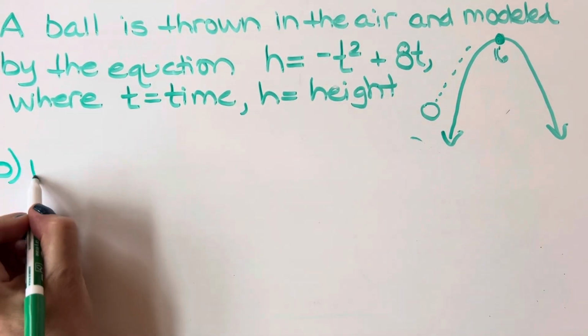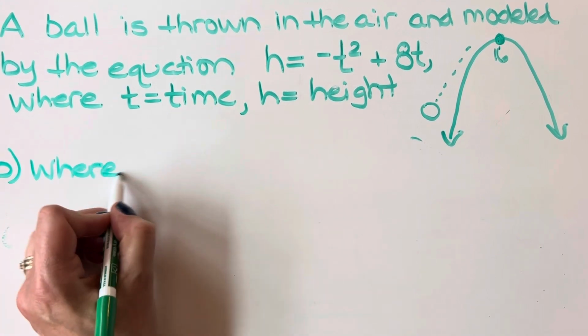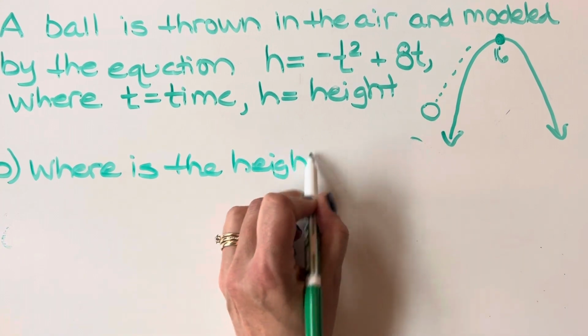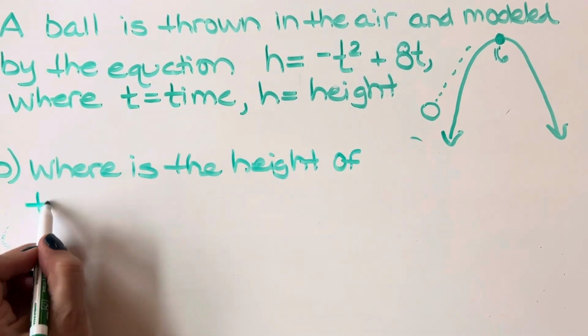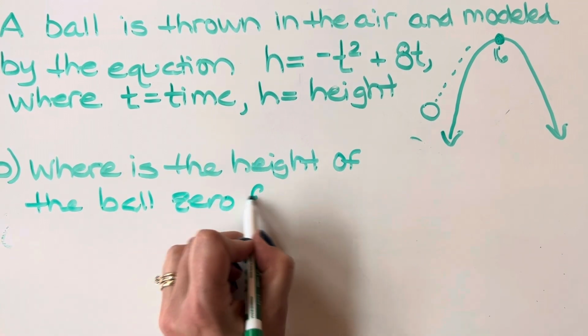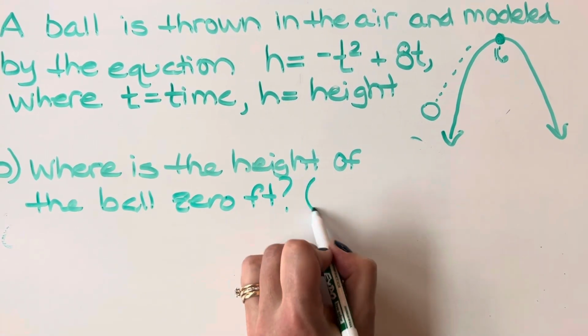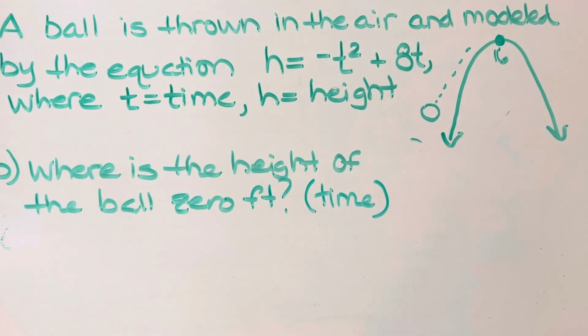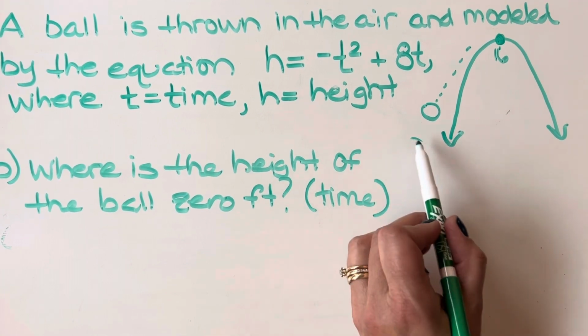So part b, where is the height of the ball 0 feet? Okay, so here we're looking for time. At what time is the ball at a 0 height? So let's think what that means. That means, when is the ball on the ground?